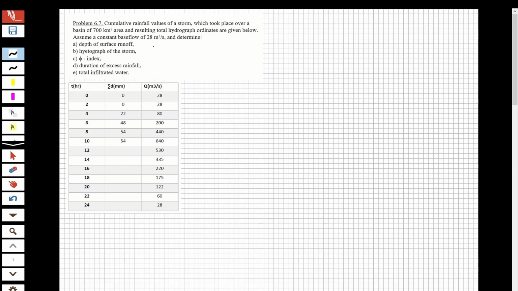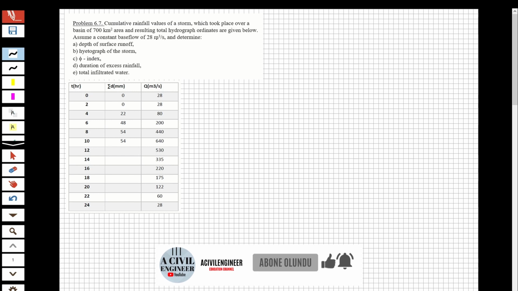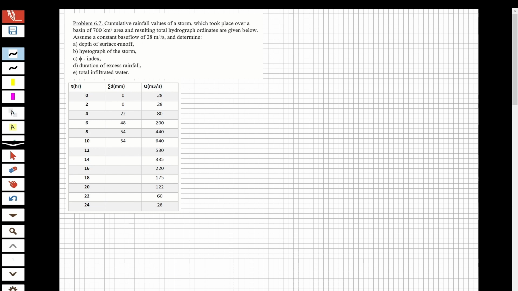In this video we are going to solve a question about engineering hydrology, and the question will be from the chapter of basin. So let's solve the question. Cumulative rainfall values of a storm which took place over a basin of 700 kilometers square area and resulting total hydrograph ordinates are given below. Assume a constant base flow of 28 meter cubic per second and determine the depth of surface runoff, the hyetograph of the storm, the phi index, the duration of the excess rainfall, and the total infiltrated water. So let's start with the first one.